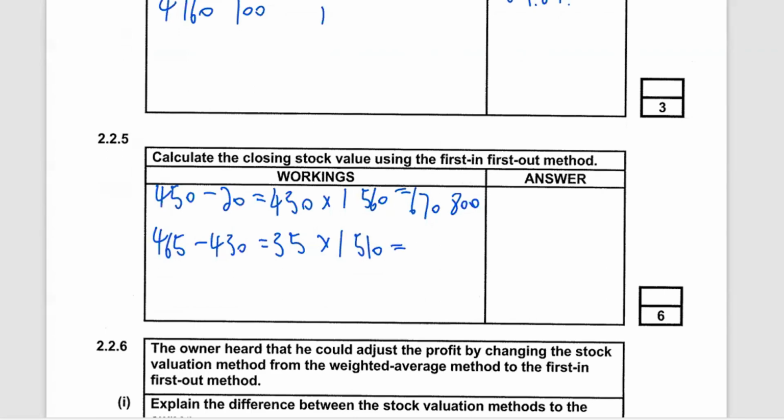Then we get our answer, which is 52,850. Then 52,850 plus 670,800. We get our total inventory of 723,650.